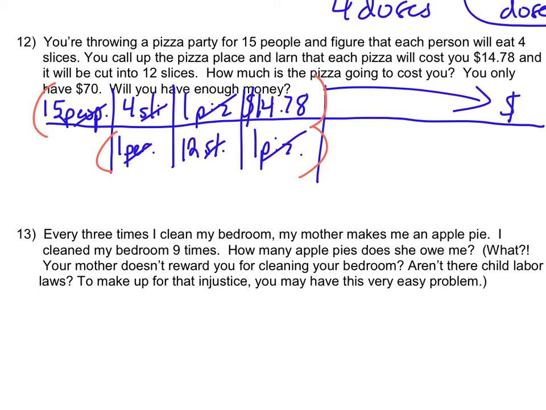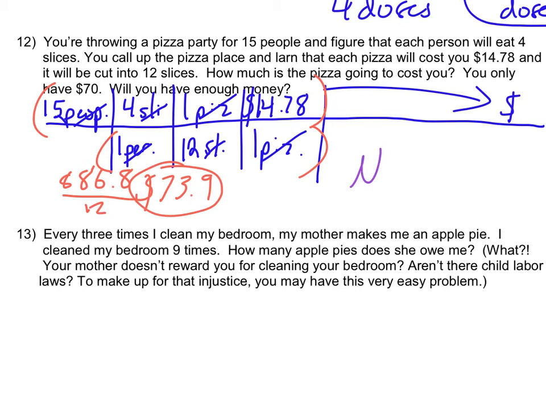On top, I get 880 6.8, and on the bottom is 12. So I get a total answer of 73.9, and this is in dollars. Okay, right here. So the next part of the question says I only have 70 bucks. Well, do I have enough money? And the answer is, sadly, no. You do not have enough money for the pizzas.